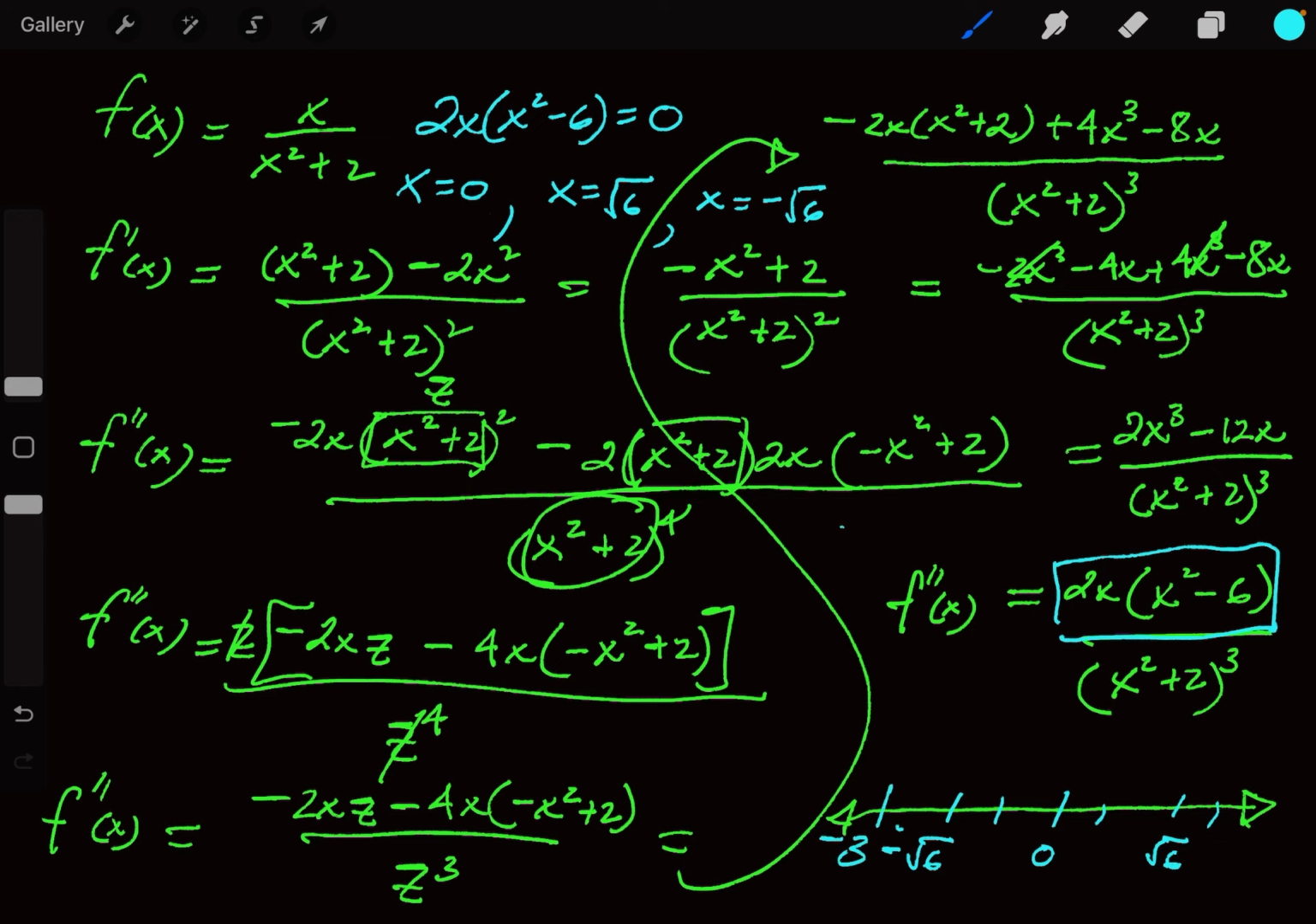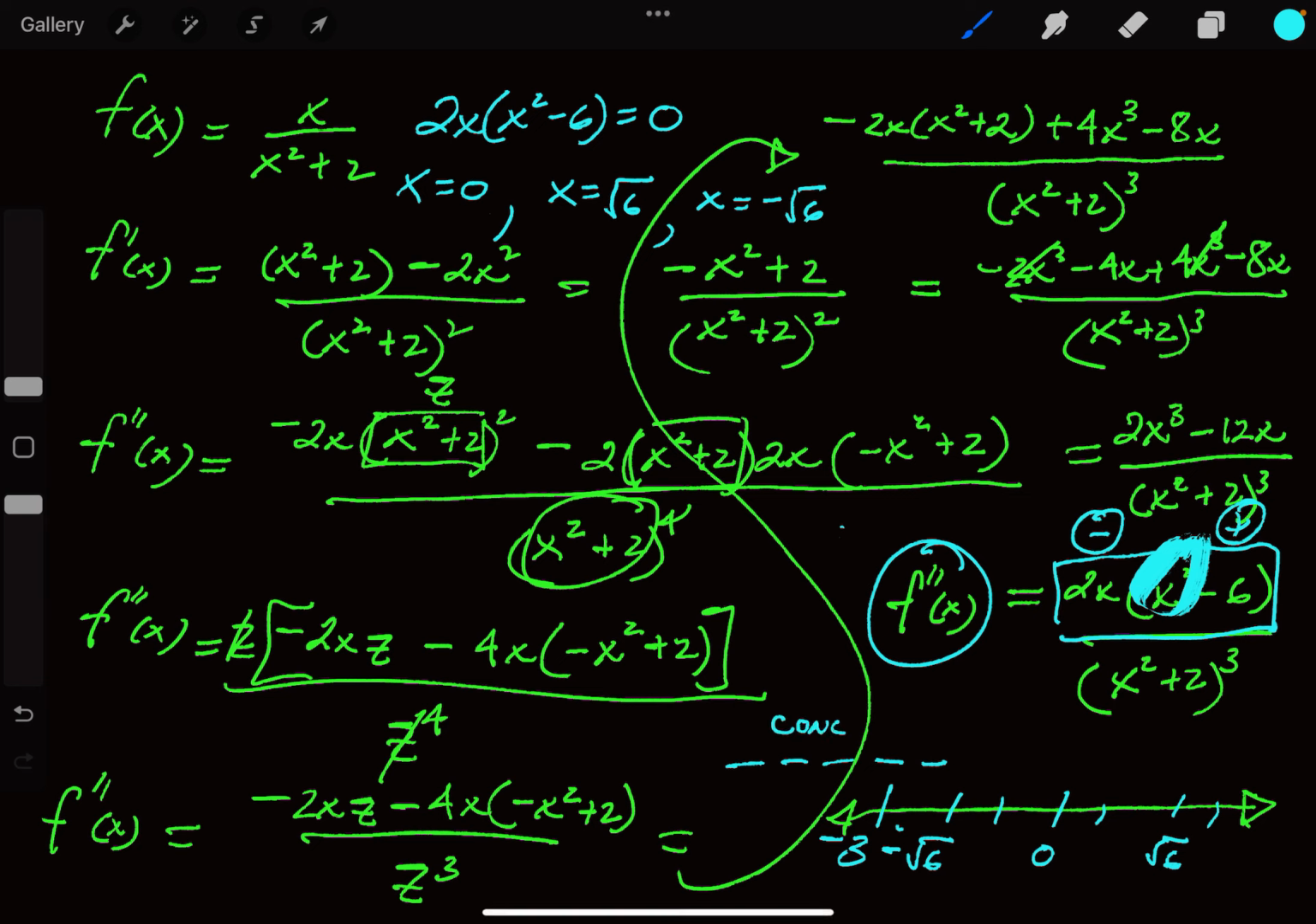You plug that into your derivative. The bottom part is always positive, so you only have to check the top part. The top part is going to be 9 minus 6, so this is positive, and then this one's going to be negative. So here, the second derivative I found out was negative all here, which means that it's concave down all here.